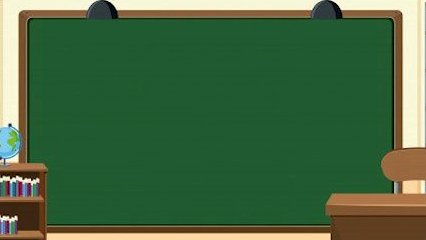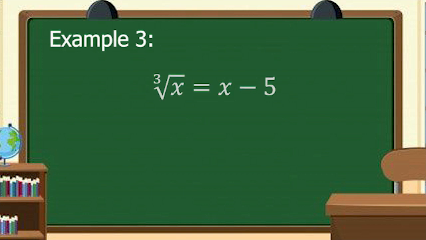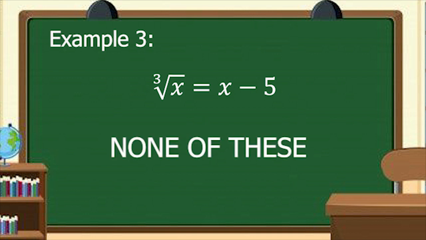On our last example, we have cube root of x equals x minus 5. Is it a rational function, rational equation, or rational inequality? None of these, because this is an equation but it involves radicals. So this is not a rational equation.